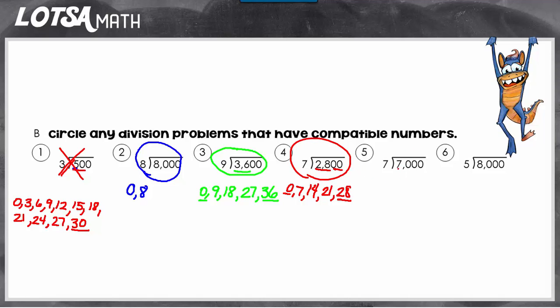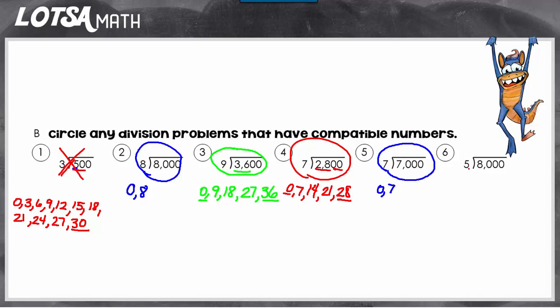Okay, let's look at number 5. Here we have 7,000 divided by 7. So I'm going to start writing the multiples of 7, 0, 7, and I can stop there because 7,000 is already made out of multiples of 7. So these are compatible. Let's do one more.